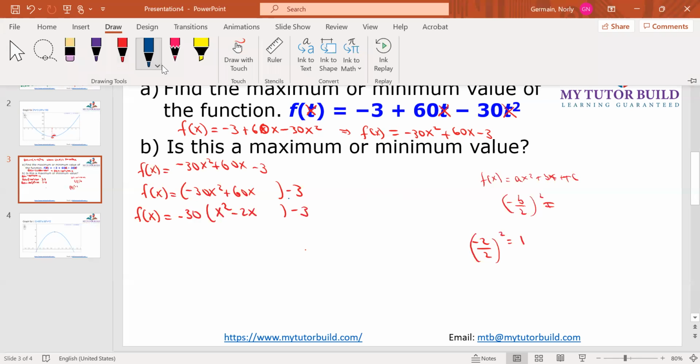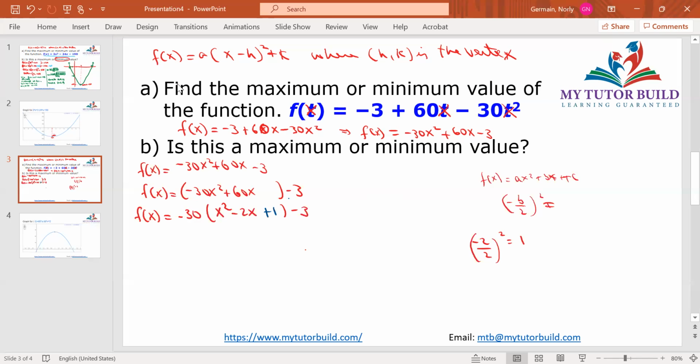So what we're going to do is add 1 inside, and subtract 1 outside, because when you add 1 you need to subtract 1 outside of the parentheses, but don't forget you have a negative 30 outside of that parenthesis. So the negative 1 we're going to add here, we need to multiply that negative 1 by negative 30, so that gives us positive 30. So we need to add a positive 30 here. So our function becomes f of x equal negative 30 times x squared minus 2x plus 1, plus 27.